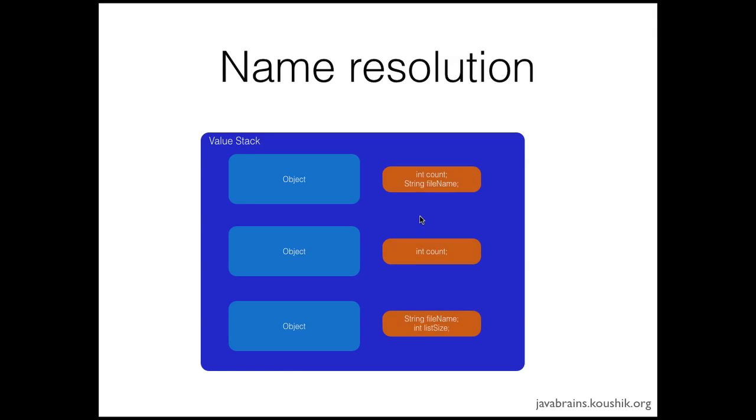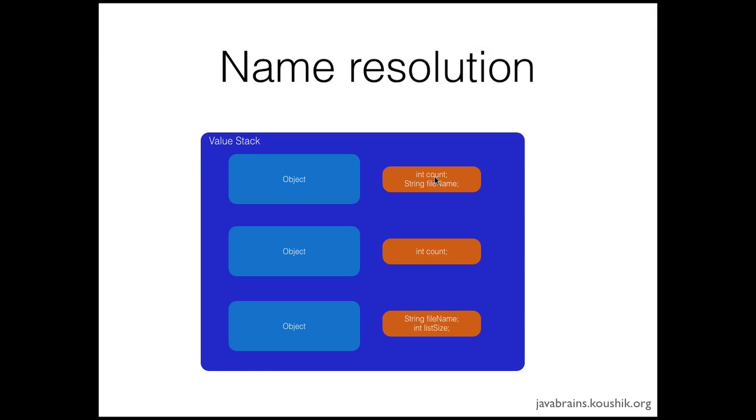So what I mean by that is, let's take this example. I have an object that has an int count and a string file name. I have one more object below it in the value stack which has an int count, and I have another object below it which has a string file name and an int list size. So again, let's say I want to access the count of this object. Instead of doing value stack dot first object dot count, I just do a value stack dot count. So what this does is it just goes from the top down, takes this object, sees if it has a count. Yes, it has a count. It returns this value.